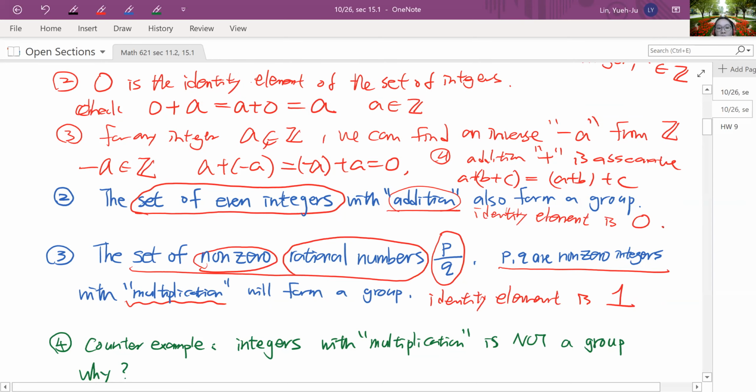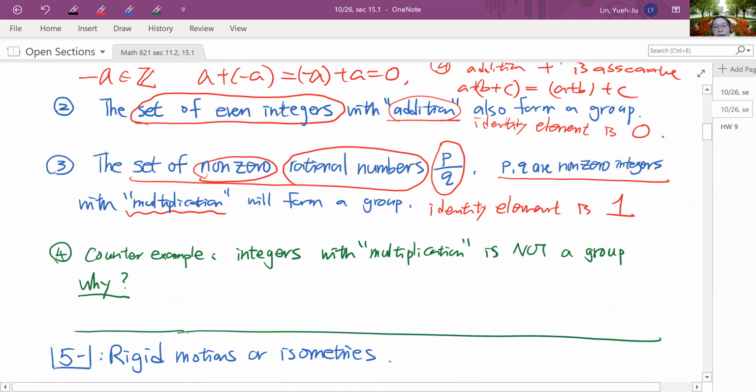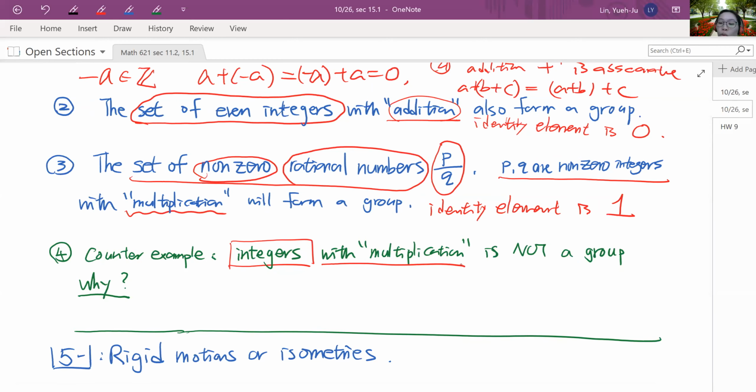Okay. Now, of course, I want to show you that not every collection of numbers or elements is going to form a group. For example, if we still take the integers, but this time we switch to multiplication, it's not a group anymore. So the question is why this is the case. First of all, an integer multiplied by an integer will still be an integer. So the first criterion is okay.